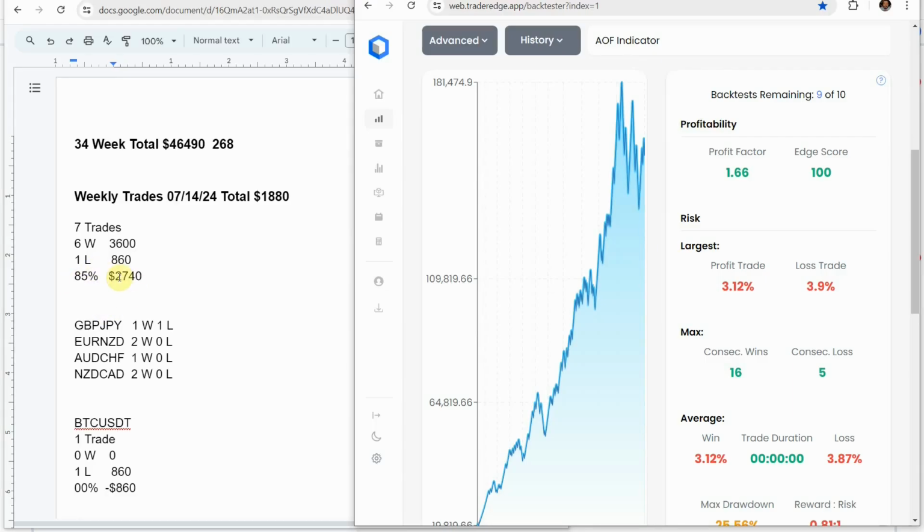Would have been a gain of $2,740. On the crypto coin, we had 1 trade and it was a losing trade. It's going to put us at a drawdown of $860. For the week, we would have been up $1,880. And for the 34-week total, we would have been up $46,490 over 268 trades. You can see more stats on the strategy here and the growth of the equity there. Really good stuff from the Academy of Forex indicator.